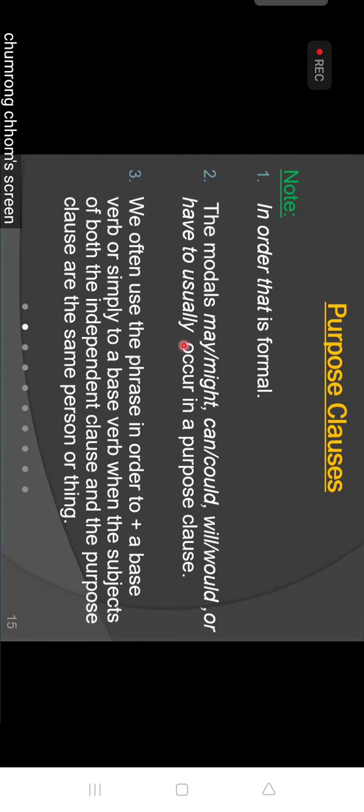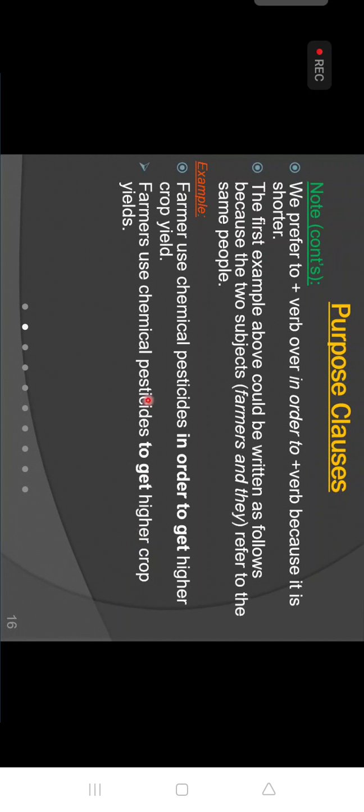However, sometimes we can cut down the adverb clause of purpose to "in order to" plus base form. We can also use it this way, and it is the same way we use an adverb of purpose. Like you can see here, we can say: Farmers use chemical pesticide in order to get. So we can say it like this as well, no problem.